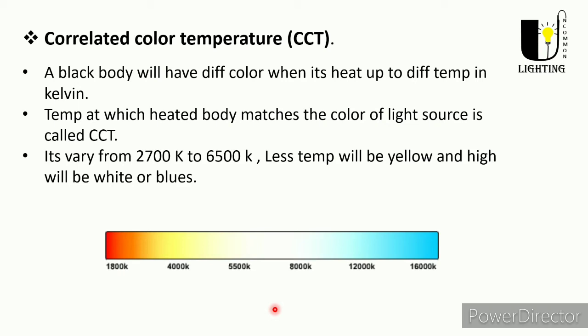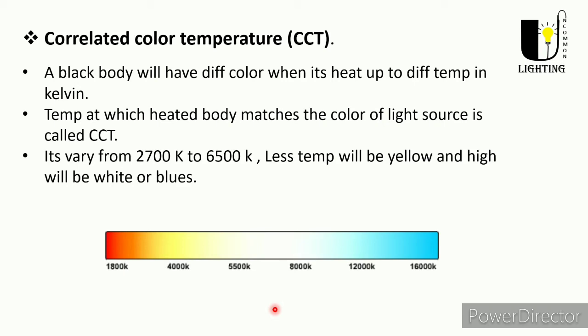Color temperature generally varies from 2700 Kelvin to 6500 Kelvin. The lower the temperature, the more yellowish the light. Whenever the temperature is higher, the light will be bluish or white. So in different applications, different color temperatures are preferred.